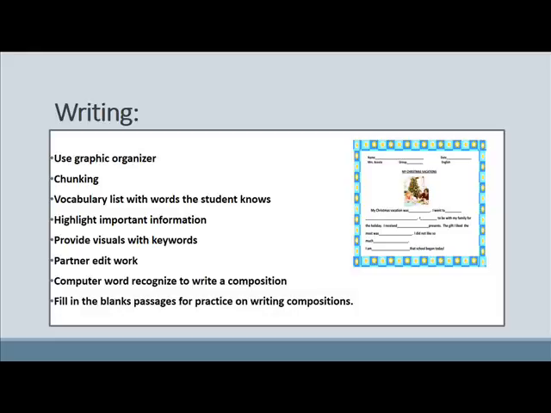Writing strategies include using a graphic organizer, chunking, vocabulary lists with words the student already knows, highlighting important information, providing visuals with keywords, partner editing of work, computer word recognition to write a composition using a word processor, and fill in the blank passages for practice on writing compositions.